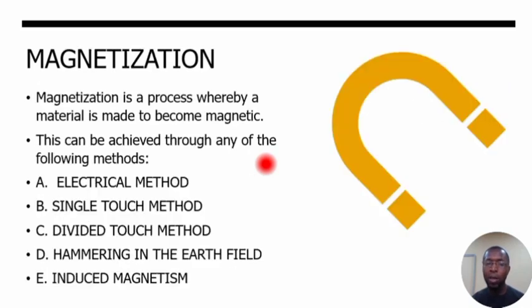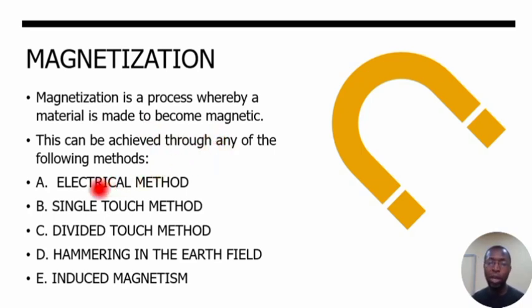All right, now there are ways of making magnets. We call it magnetization. Magnetization is a process whereby a material is made to become magnetic. So it's a way of making a magnet. And there are 5 ways of going about this.